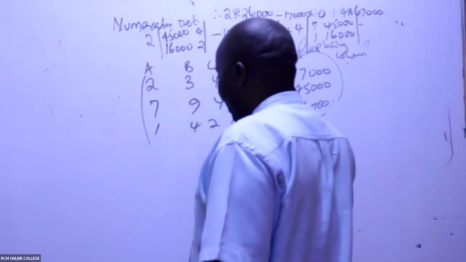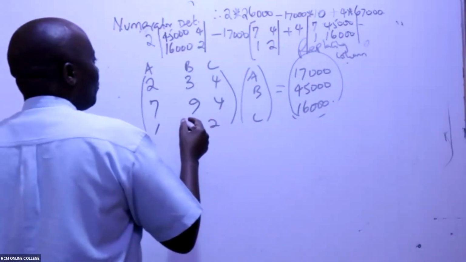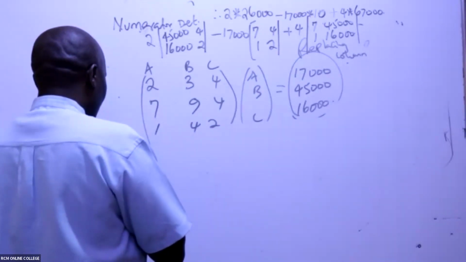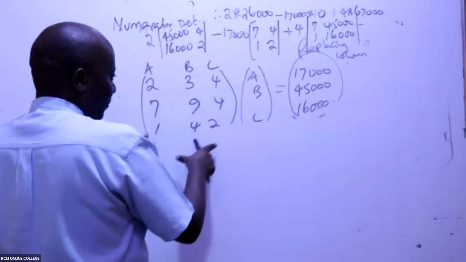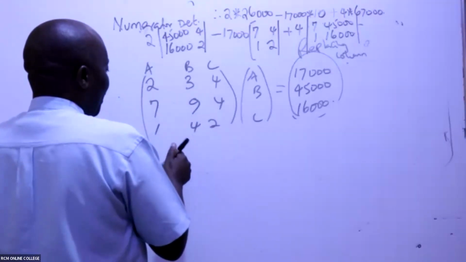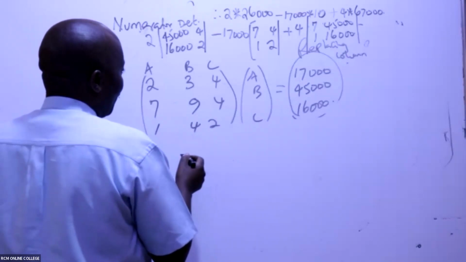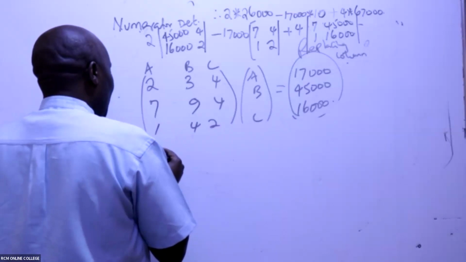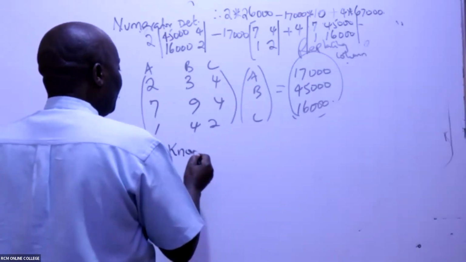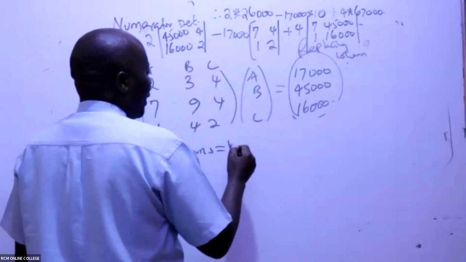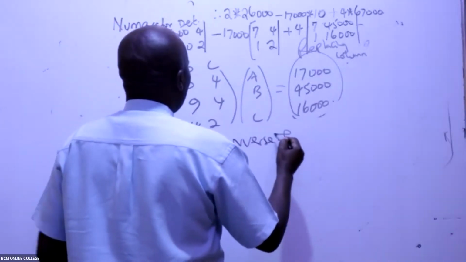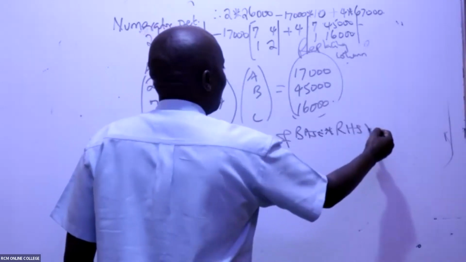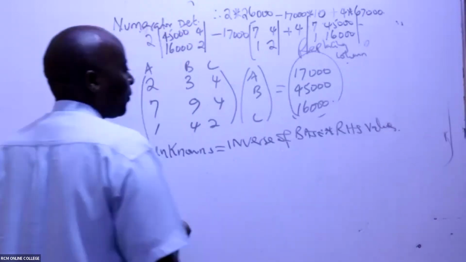So inverse method, then we'll have in this case here 2a. So what we shall do is to get the inverse of this. How do we get the inverse of this matrix? This matrix, we could call it X or whichever. So go ahead and give me this matrix. Here we'll have the unknowns. The unknowns will be equal to the inverse of this base times the right-hand side values.